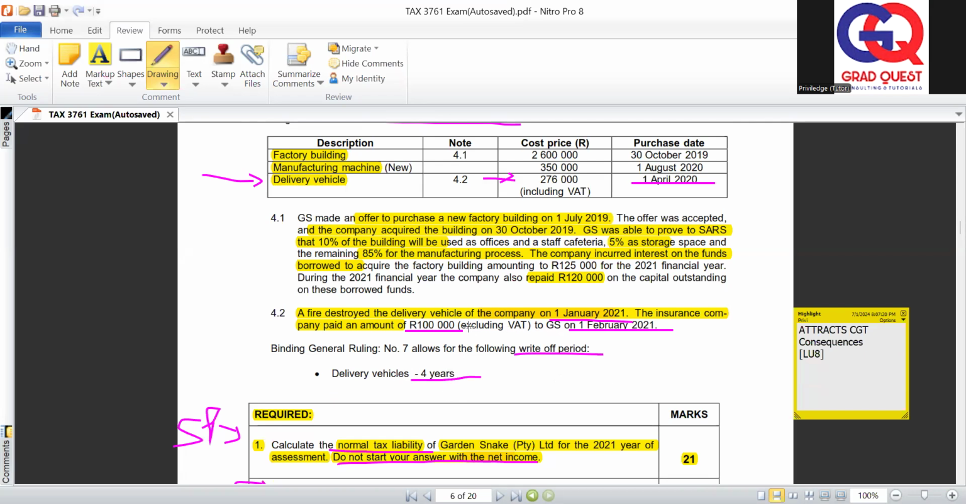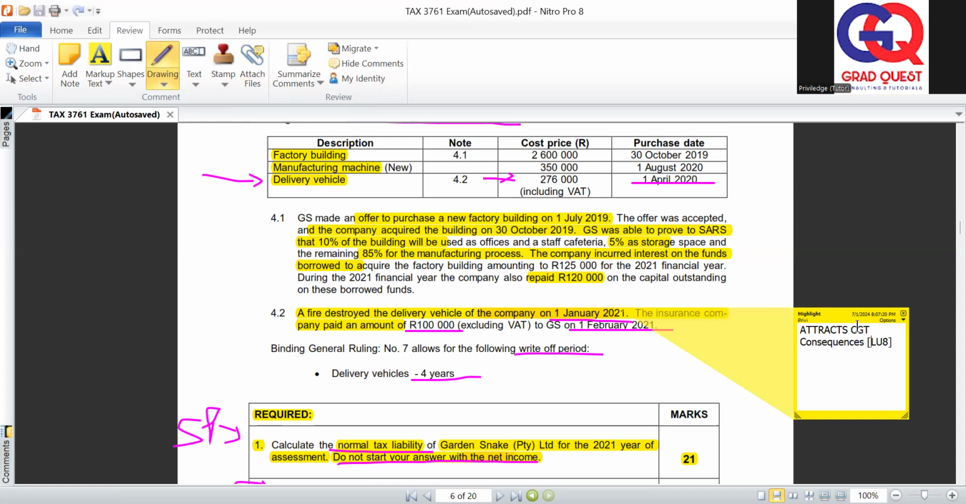So now, when you look at this information, colleagues, one of the most important things that you could identify from it is that it's an event that attracts what we call capital gains consequences, which is something that I would address in learning unit number 8. Of course, I may not have taught you about it as yet, but clearly it attracts capital gains. Why? Because the delivery vehicle was disposed of. But disposed of in what manner? It got destroyed by fire in this case.